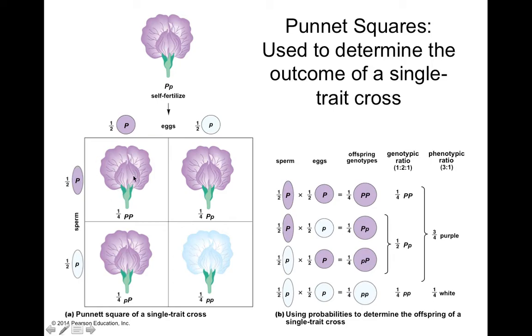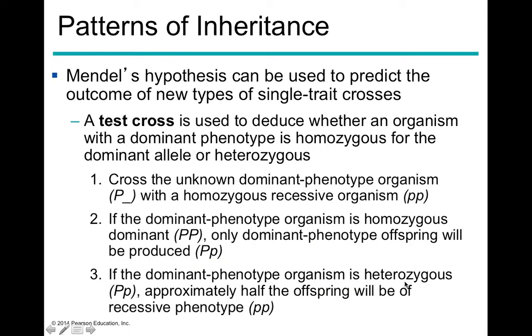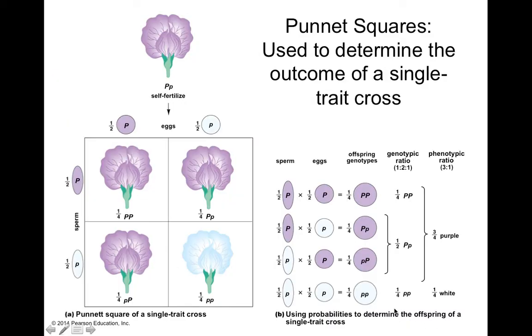So again, 3 of them are going to come out purple, and 1 of them is going to come out white. But this one is going to come out as homozygous dominant, and these 2 are going to come out as heterozygous. So while 3 of them are purple, phenotypically we have a 3-to-1 ratio. Genotypically, we have 1 homozygous dominant, 2 heterozygous, and 1 homozygous recessive. So genotypically, we have a 1-to-2-to-1 ratio. Does that make sense? All right, so how do you find out if the purple plant that you're dealing with is this purple plant or this purple plant, right? How do you know which one it is?